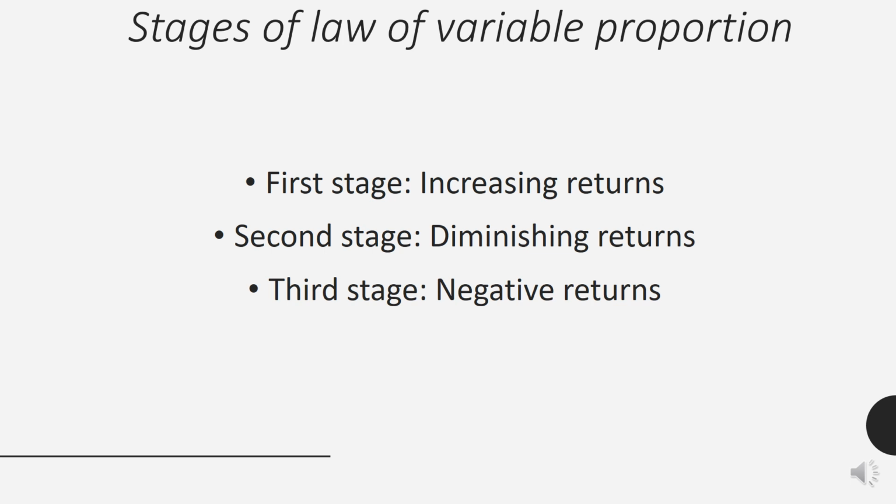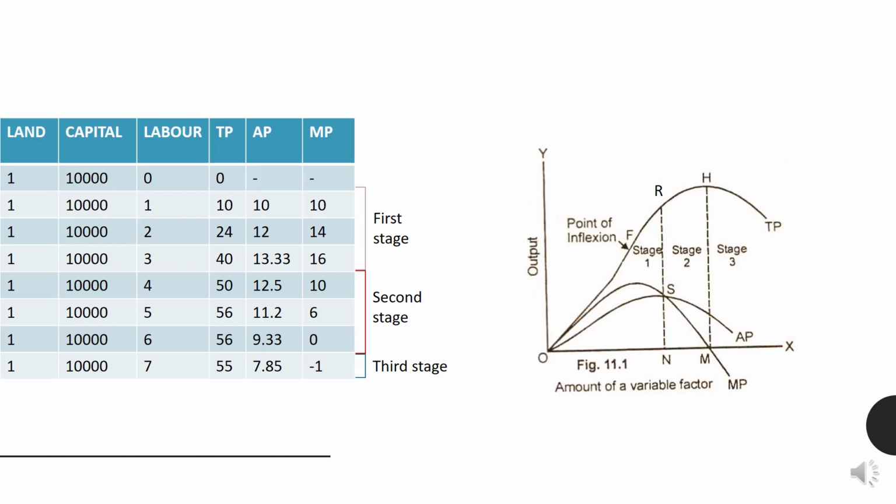So this theory can be explained with the help of a table, schedule and the diagram. In the schedule you can observe that we have taken land, capital and labor, and also the output: total product, average product and marginal product. Here you can observe that land is a fixed factor. We have taken only 1 acre of land and we are not increasing or decreasing the land according to the output. We are keeping it constant.